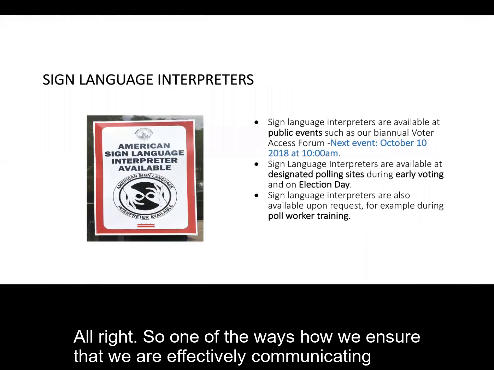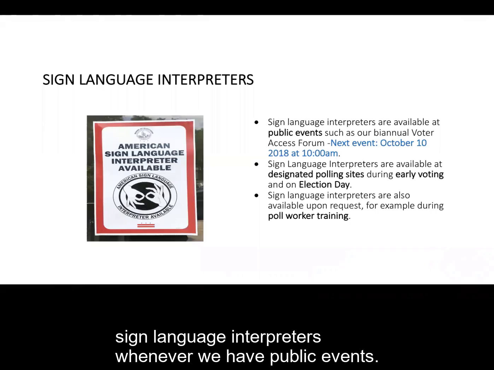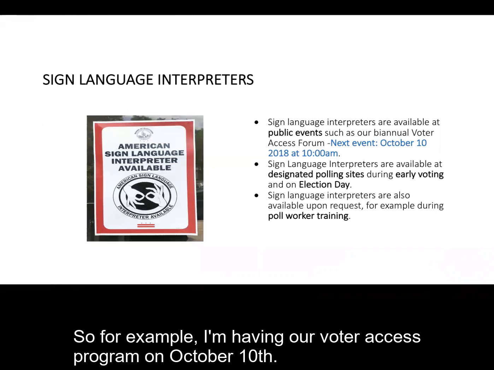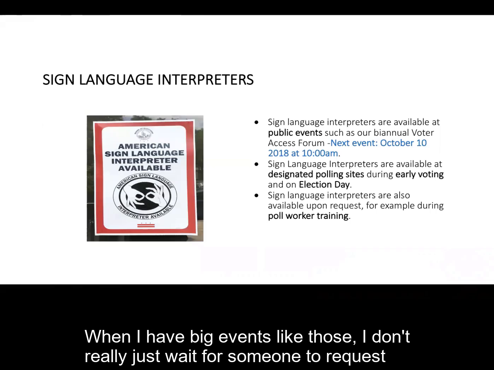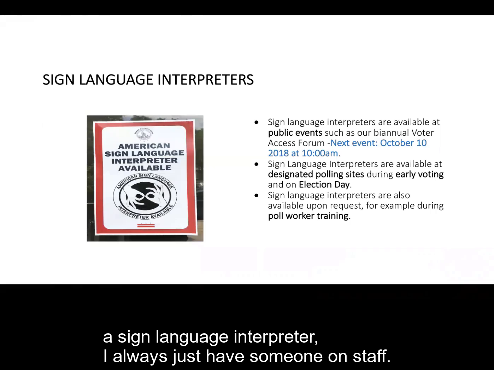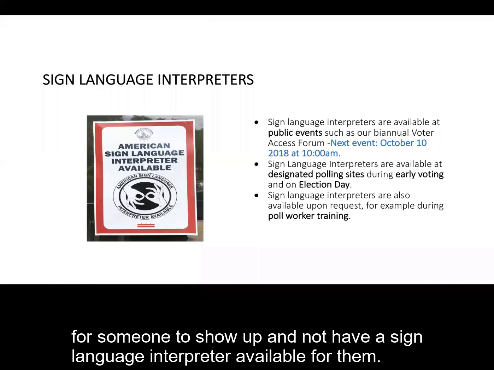All right, so one of the ways we ensure that we are effectively communicating with our voters and presenting voting information and voting education is by ensuring that we have sign language interpreters whenever we have public events. So for example, I'm having our voter access forum on October 10th. We've already submitted our request to have sign language interpreters available for us. When I have big events like those, I don't just wait for someone to request a sign language interpreter. I always have someone on staff, because sometimes individuals don't remember to request one ahead of time, and I would hate for someone to show up and not have a sign language interpreter available for them.